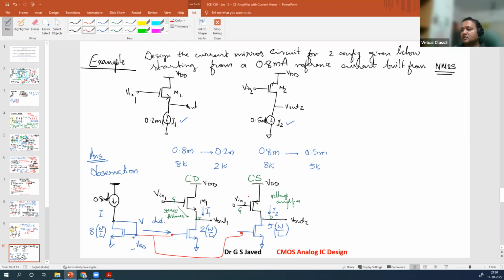You will see this input impedance, Rin looking into is infinity. What is the R out you are looking into? R out is small. Here R out is large.